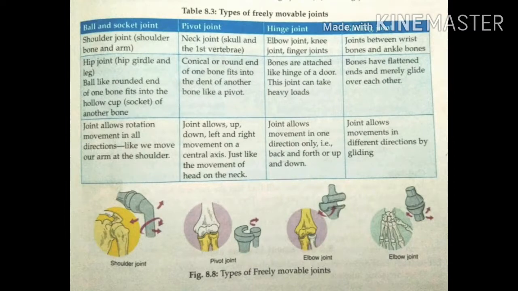Next one, hinge joint. Bones are attached like the hinge of a door. These joints can take heavy loads.